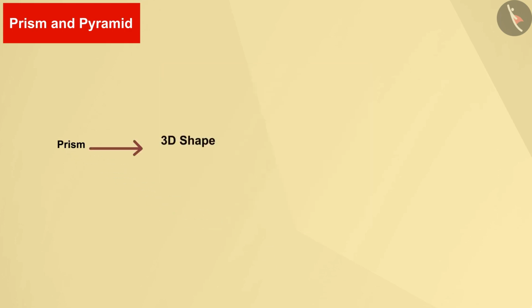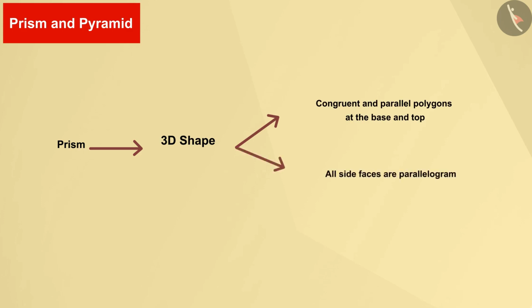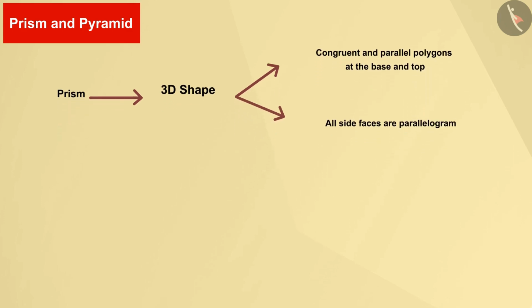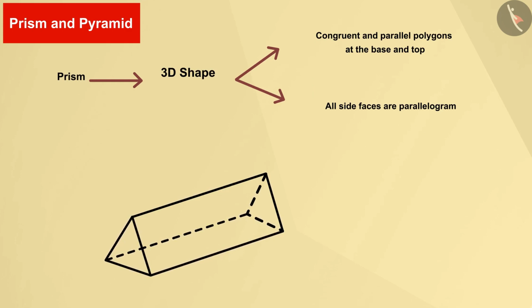Prism is a 3D, means three-dimensional shape, whose base and upper end are congruent and parallel, and all side faces are parallelograms. Let's look at some of the shapes and understand prisms. Look at this three-dimensional shape here. Some lines are dotted here. These are lines that cannot be seen from this view.